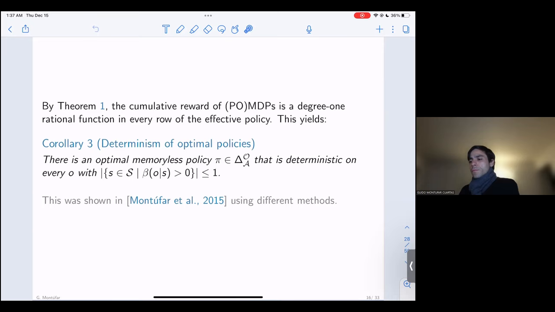Another corollary or conclusion from there is, well, it's not so easy to obtain, but if you look at these degree one rational functions, then they have nice properties like a sort of monotonicity, from which it is possible to conclude that you can start optimizing the policy by moving along particular directions, and it will be monotonic along those directions, and you will be able to conclude that there exists an optimal memoryless policy that is deterministic on every observation that identifies the state uniquely. And this is one of the statements that I showed you a couple of slides back, but back then we obtained it with much sweat and using different methods, whereas here that came out in a much more transparent way.